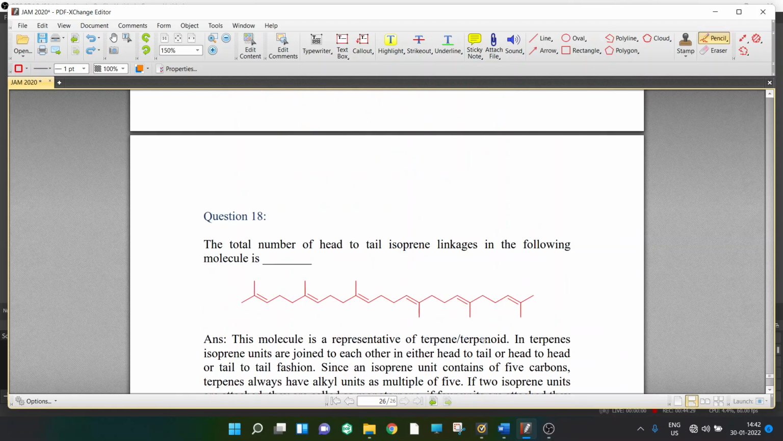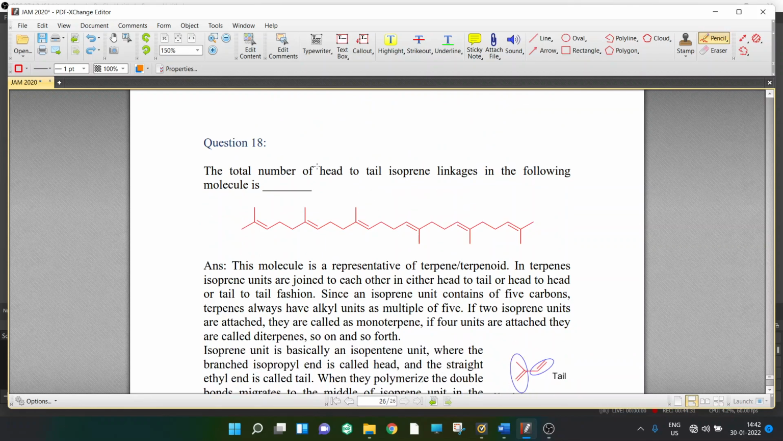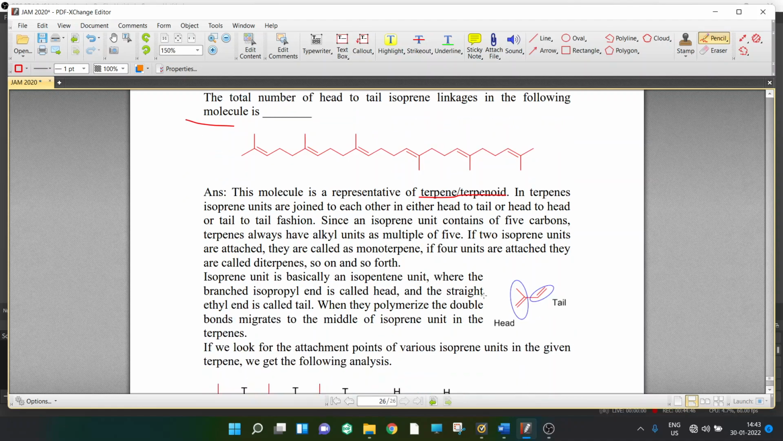Fine. Let's go to the last question. It says the total number of head to tail isoprene linkages in the following molecule. So this is an example of a terpene or terpenoid. Terpenes are just hydrocarbons, terpenoids will have OH or carbonyl groups, right? In them the isoprene unit is there. This is what is called isoprene. So 5 carbons are there, 1, 2, 3, 4, 5. One has the isopropyl part and the other the ethyl part. The isopropyl part looks a little bit like a head, so this is called the head, and this ethyl part looks like a tail, so it is called the tail.